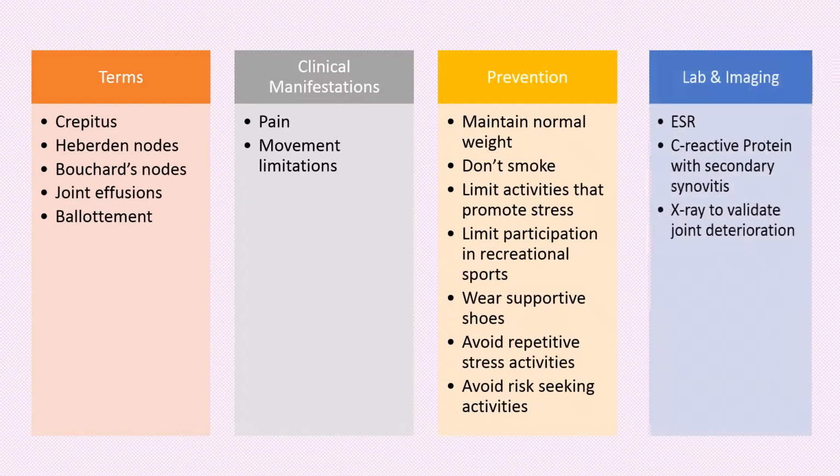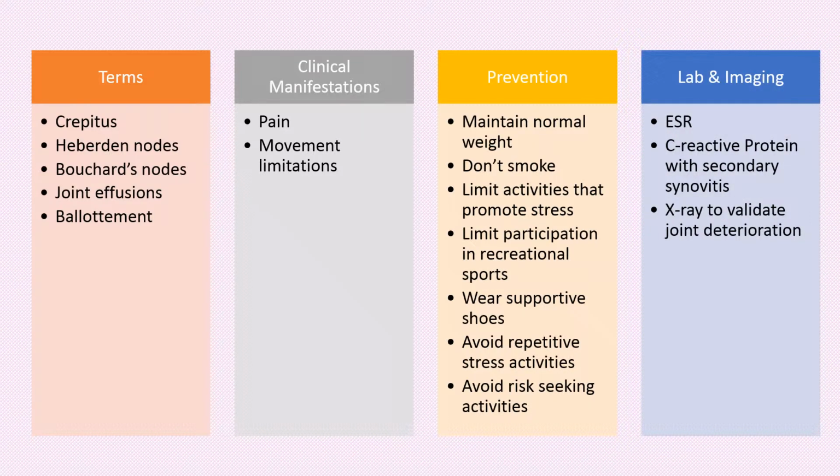Some labs that can be done to check for osteoarthritis are erythrocyte sedimentation rate, which will be slightly elevated, and a C-reactive protein with secondary synovitis, which will be slightly elevated. We can also do an X-ray to validate joint deterioration, and an MRI may be used to determine vertebral or knee involvement.